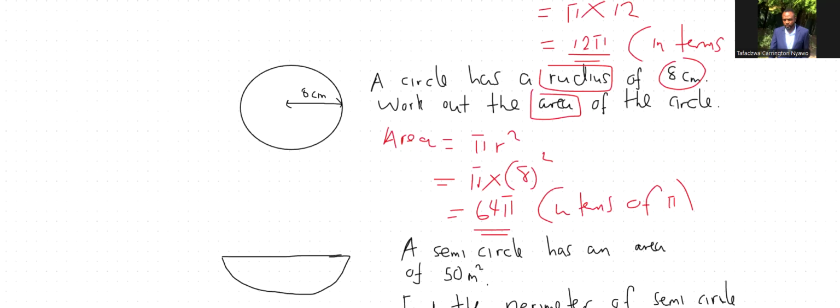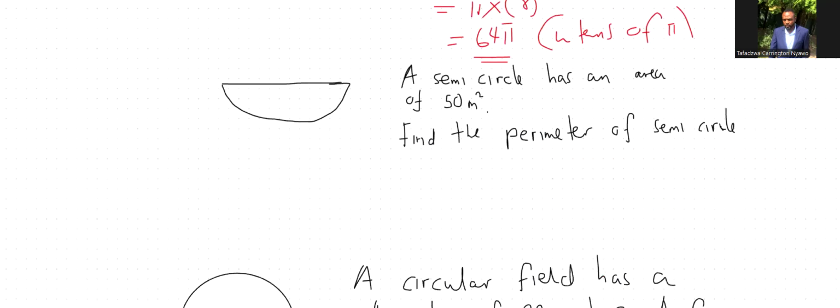All right, so now we want to look at this one. This is different from the ones that we've been doing now. So this is a semicircle. I come here, then I highlight semicircle. So it says a semicircle is an area of 50 meters squared. All right, a semicircle. This is not a full circle.